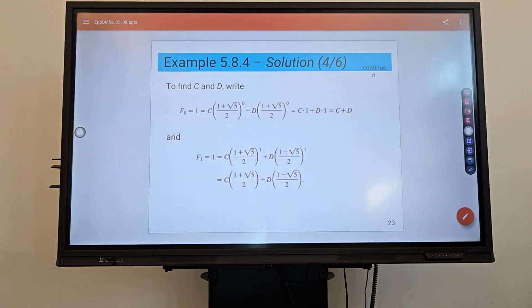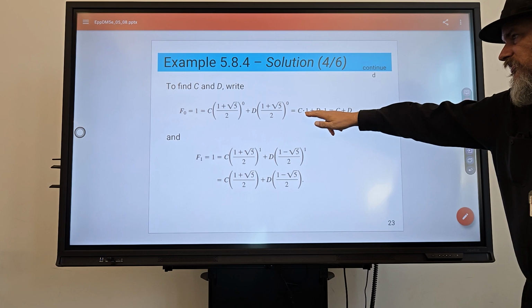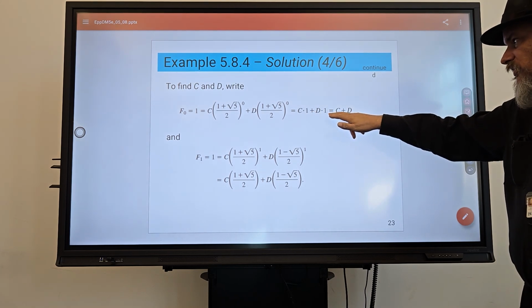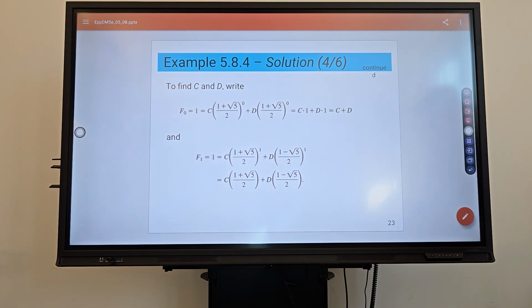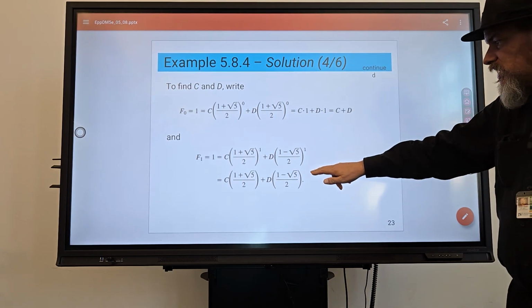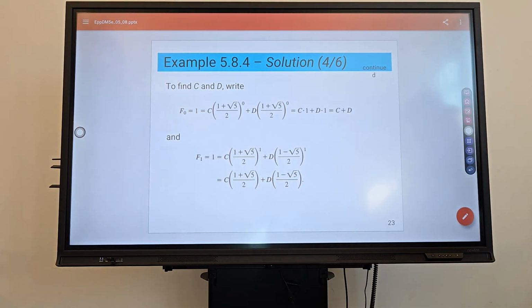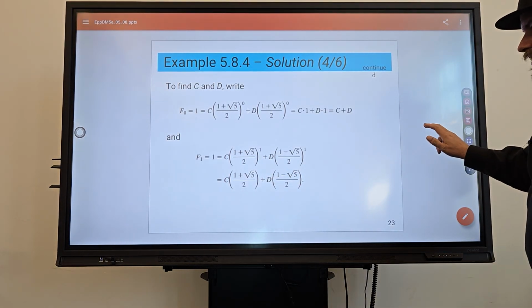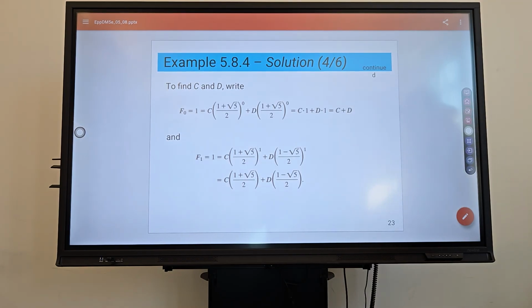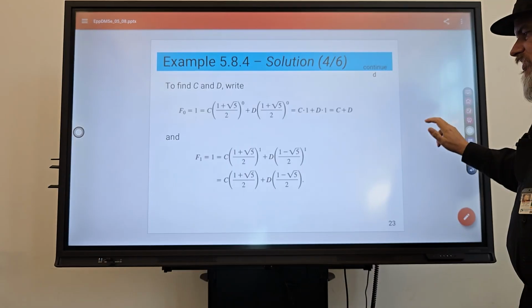To find C and D, write out this here: f0 equals C plus D, and f1, 1, equals C times 1 plus square root of 5 all over 2, plus D times 1 minus square root of 5 all over 2.